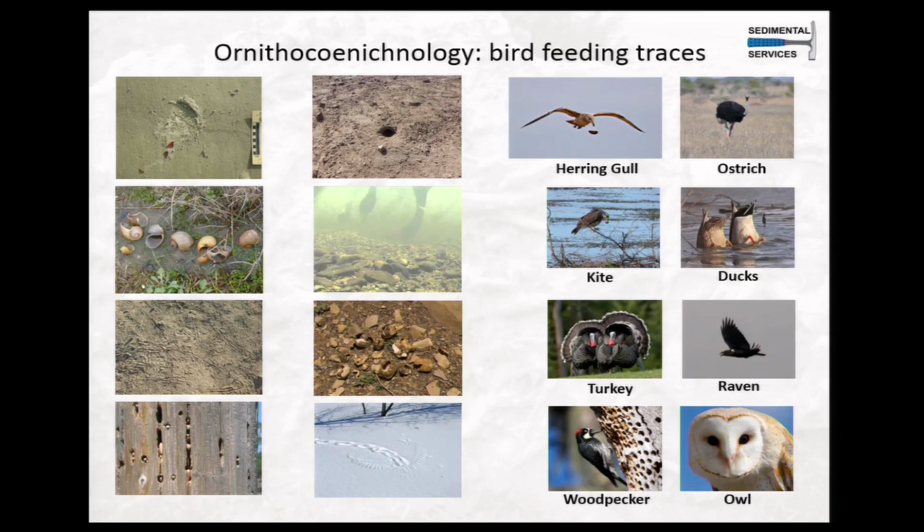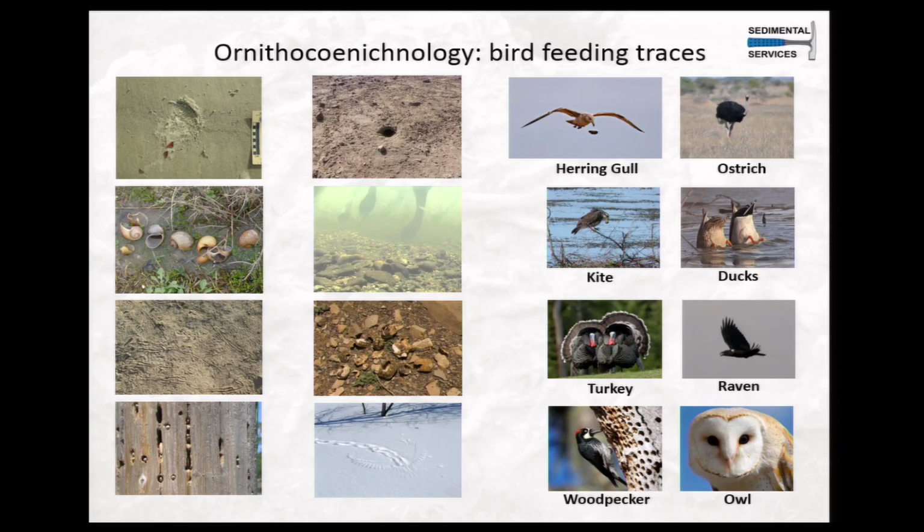This is a kite smashing open little gastropod shells, snail shells. This is just ducks on a riverbed poking around. These are turkey scratchings. This is a raven that's dropping tortoises, this is also from South Africa, onto the ground to break their shells open. This is a woodpecker storing nuts. And then this is my favorite, which I've saved till last, where there's a little rabbit hopping along here. And then these are two owl wing marks.